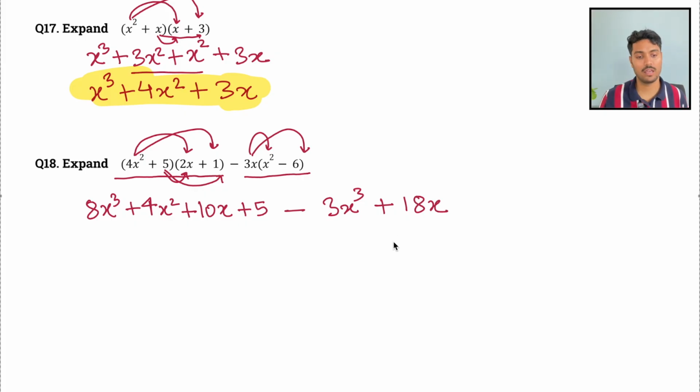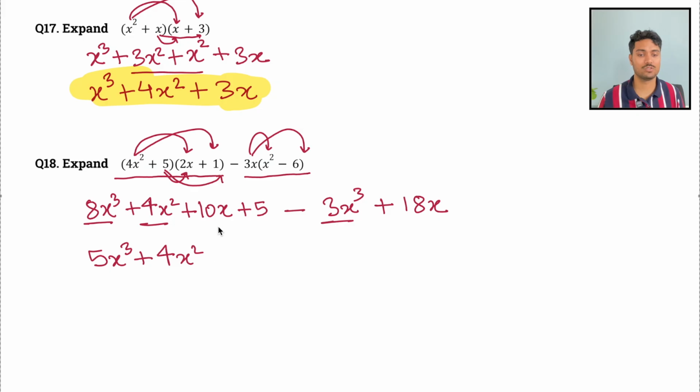Now we will check whether there is any like term that we can add or subtract. So start with x cube, highest degree x cube, and here 8x cube and minus 3x cube. So 8x cube minus 3x cube will become 5x cube. And now we are done with x cube. Let's check square, 4x square. So we have to see whether in the whole expression there is any term whose power of x is 2, square. So 4x square, so there is no other term. So we will write this as it is, 4x square.